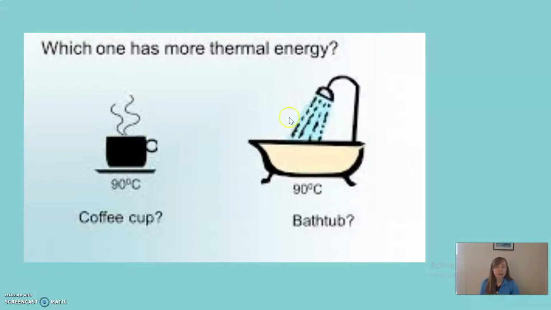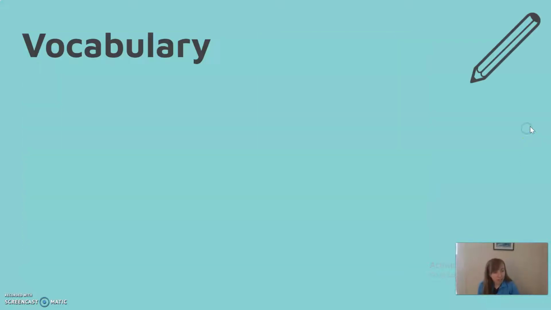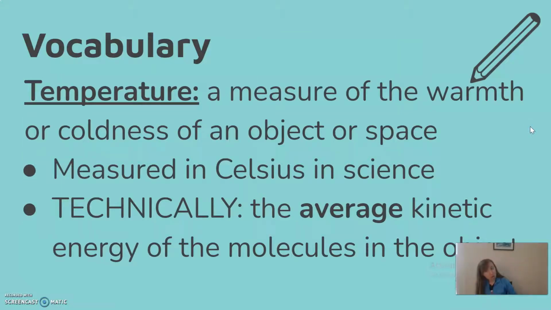The answer here is the bathtub. Since they're both the same temperature, but this one has way more mass, it has more thermal energy, even though they're the same temperature. Which brings us to our final definition today, temperature, which hopefully you have a good sense of already, right? If we go outside and we say it's cold out, that's because the temperature is low, right? So we need to get a little bit more technical on this one as well.